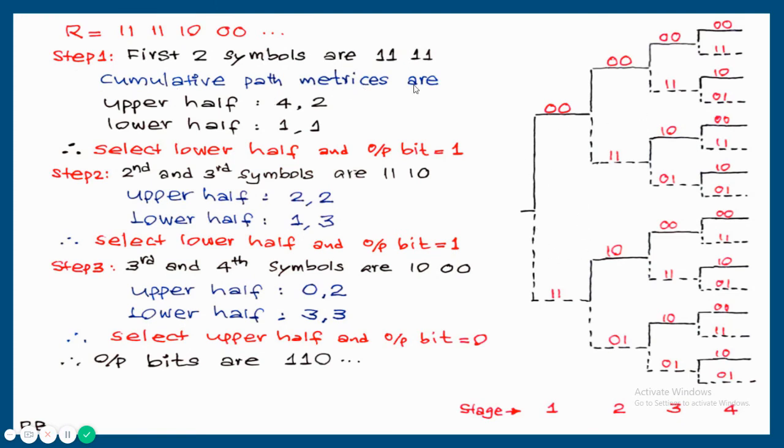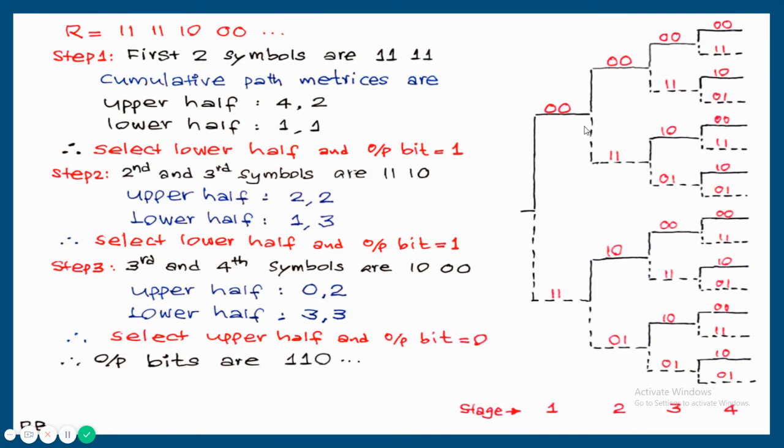Cumulative path metrics are going to be written here. So the first 2 sets are 1, 1, 1, 1. Start from here. Select this branch. That is 0, 0, 0, 0. Between 0, 0, 0, 0 and 1, 1, 1, 1, how many differences are there? 4. That 4 is written here. Next one is 0, 0, 1, 1. For 0, 0, 1, 1 and 1, 1, 1, 1, the number of differences is 2. The first bit is not the same, the second bit is not the same, the third and fourth bits are the same. So the number of differences is 2. That 2 is written here.